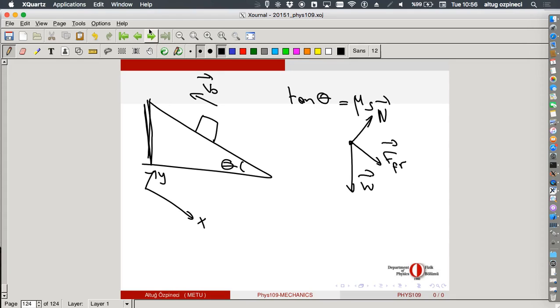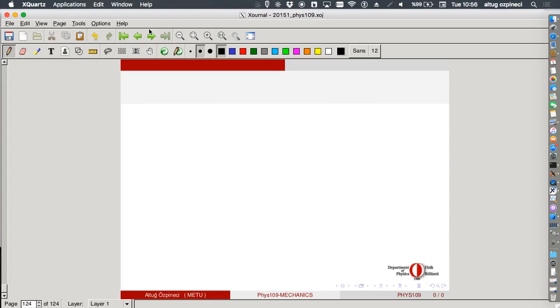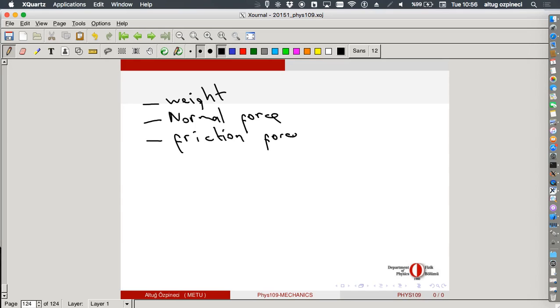Okay, so up to now we have been discussing some of the forces that we see in our everyday life. We talked about the weight, we talked about the normal force, we talked about the friction force, and now we will be talking about the drag force. Where do you see the drag force in everyday life?